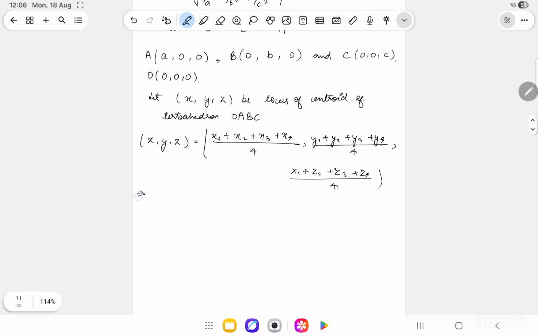Since we have all the coordinates of A, B, C and O, we can easily calculate x, y, z, which equals (a + 0 + 0 + 0)/4. Likewise we have (0 + b + 0 + 0)/4, and c as this one.